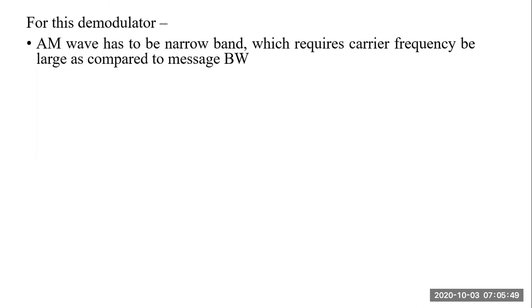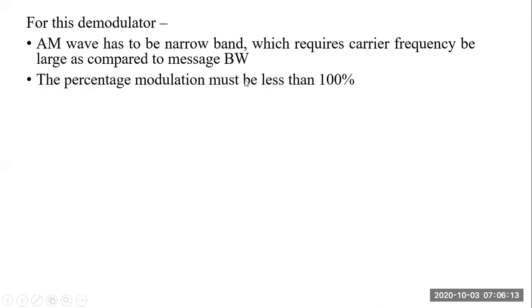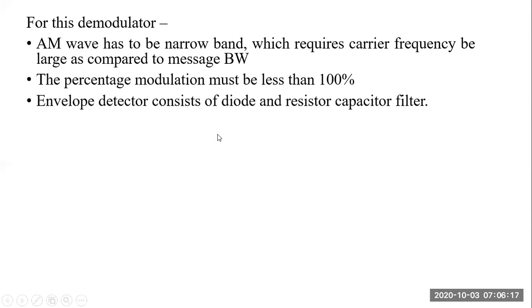And in this demodulator, the condition is that the AM wave which we use should be narrow band, which means the carrier frequency FC should be much larger than the message frequency as well as the bandwidth of the message. If I say the bandwidth of the message is W, FC should be much greater than W. The percentage modulation mu should be less than 1.